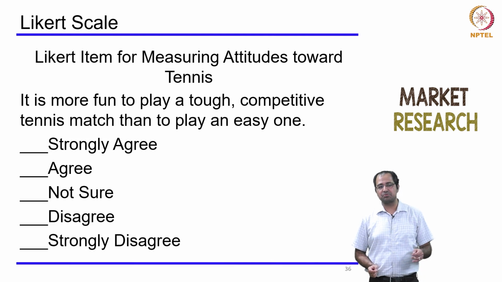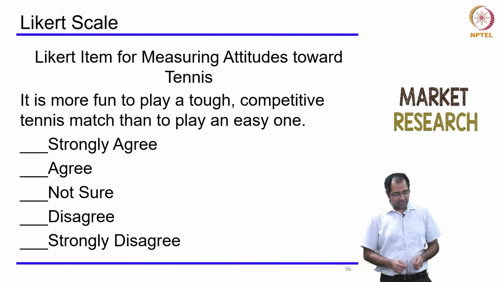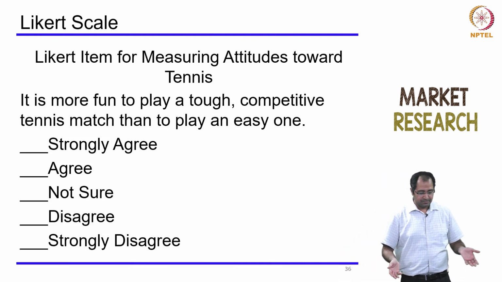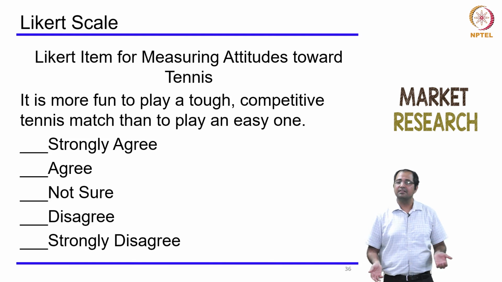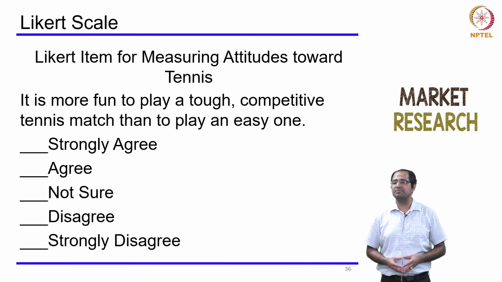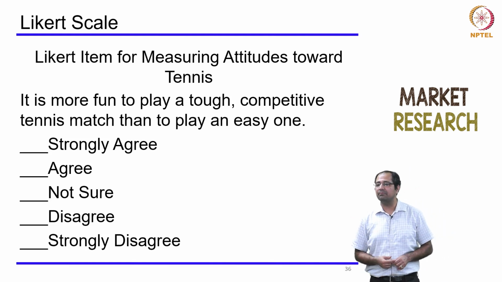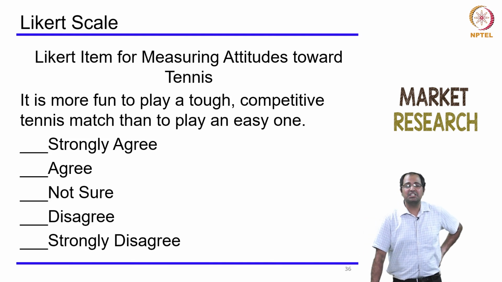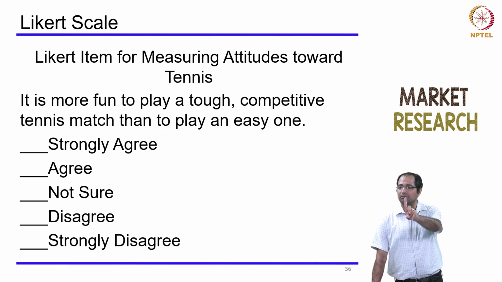Let's say this is one of the statements to measure attitude towards tennis. It is more fun to play a tough competitive tennis match than to play an easy one. Strongly agree. So this represents a Likert item. Item means a question or a statement. Here the concept that is measured is attitude towards tennis. One could measure this particular concept using one item, one statement, one question.